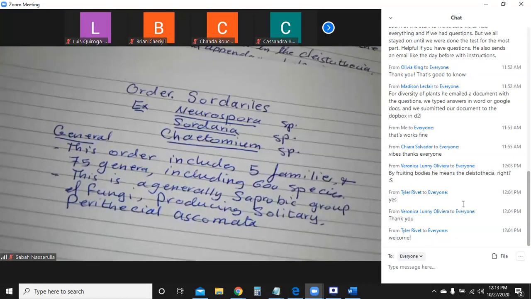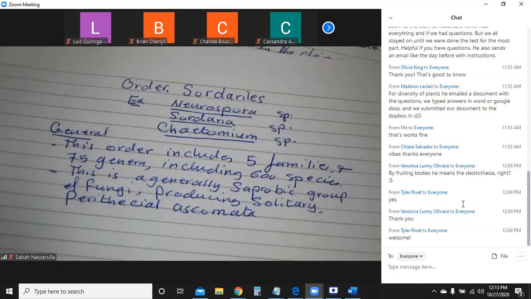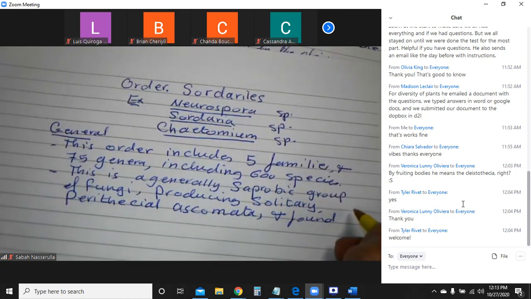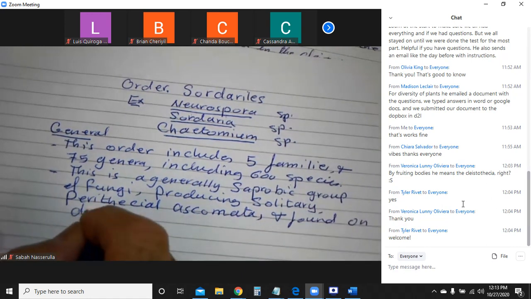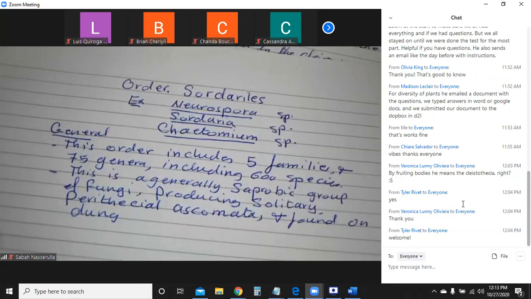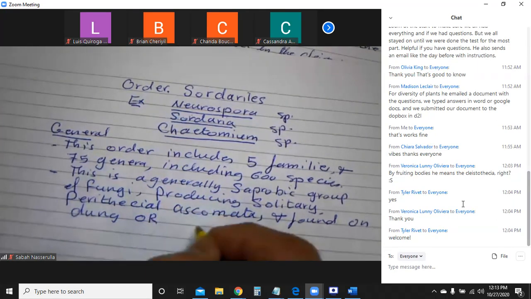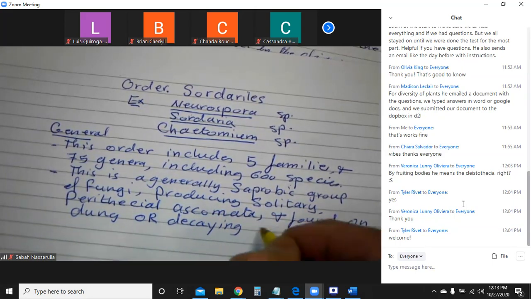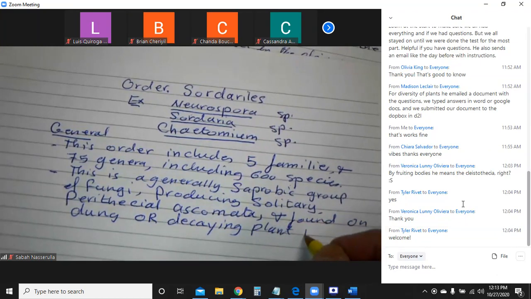Okay, ascomata. And as I mentioned, because the group is saprophytic or saprobic, that means we usually find them mostly in areas with decay, like decaying plants, and found on dung and decaying plant remains.